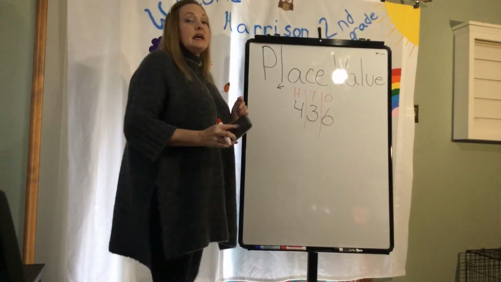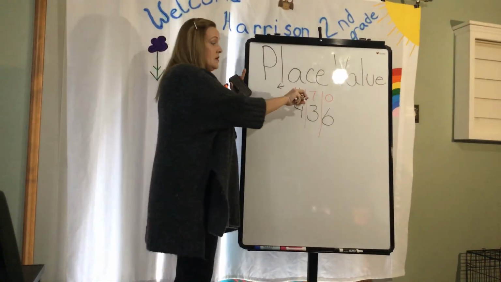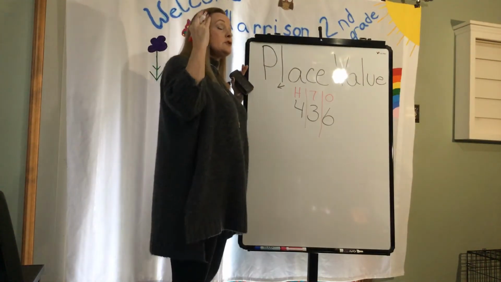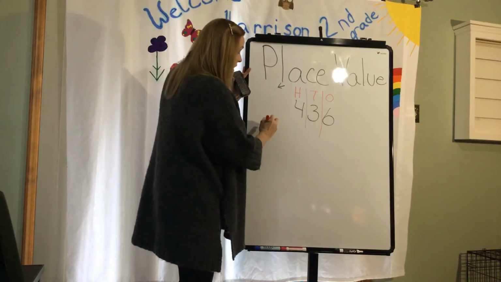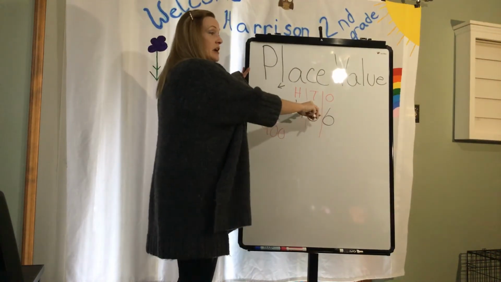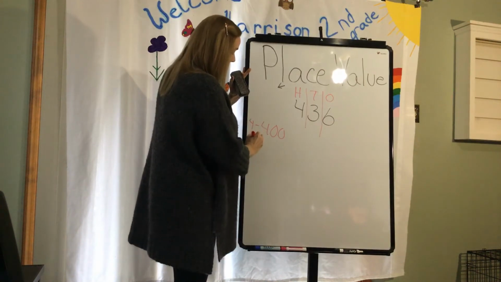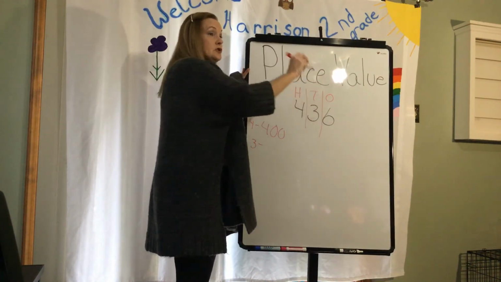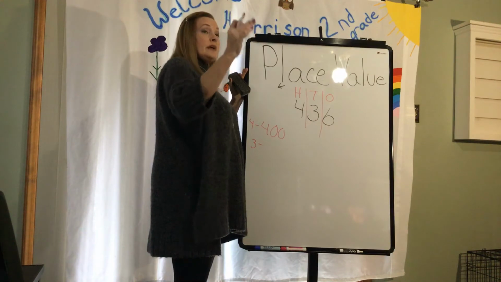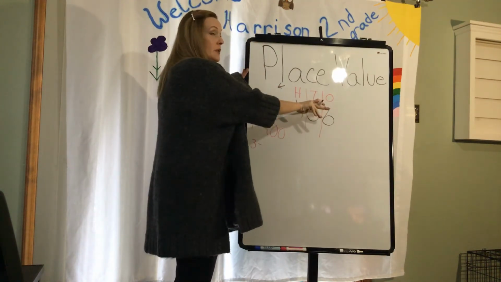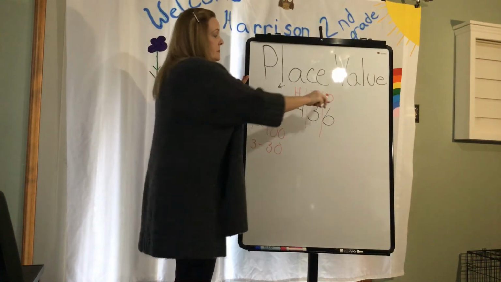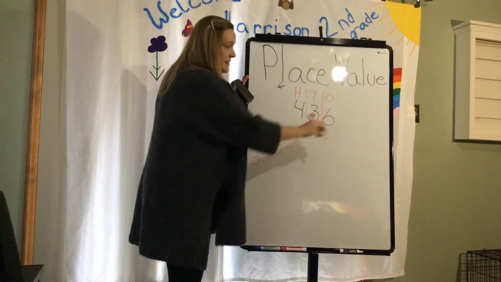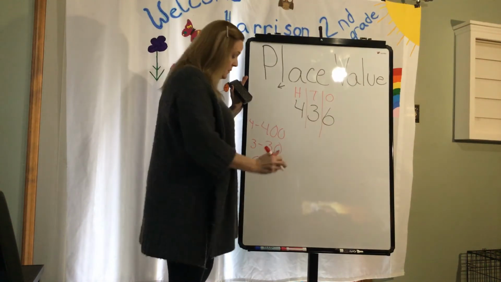Now, if I said, but I want to know the value of each of those numbers, you have to look and see. The 4 is in the 100 spot, so the 4 is going to have the value of 400. Look right up at your chart. What is the value of the 3? It's in the tens. So it's going to end in 10. 10, 20, 30, 40, 50, 60. It's a 3. So the value of that 3 is actually 30. And then you look at your ones. It is simply the digit that's in there. It was a 6.